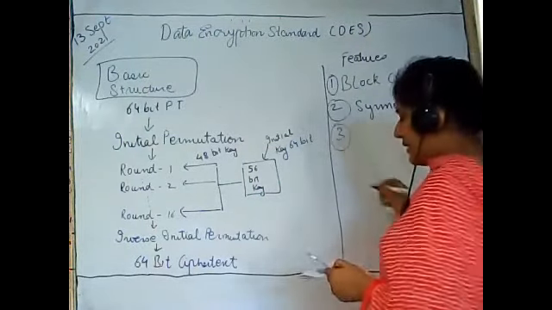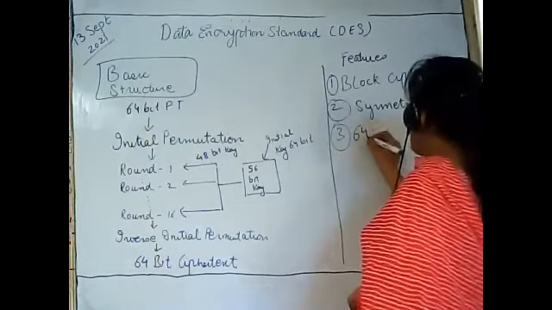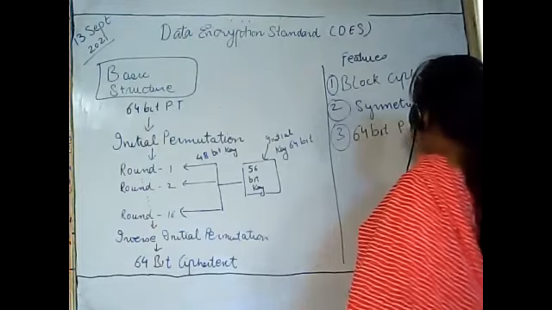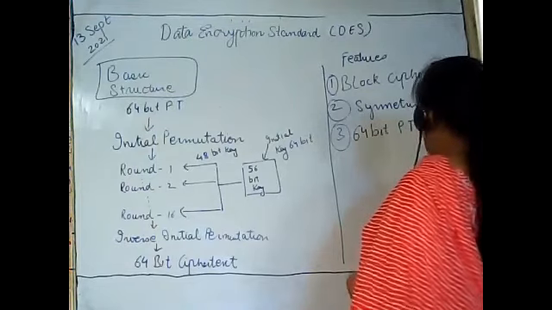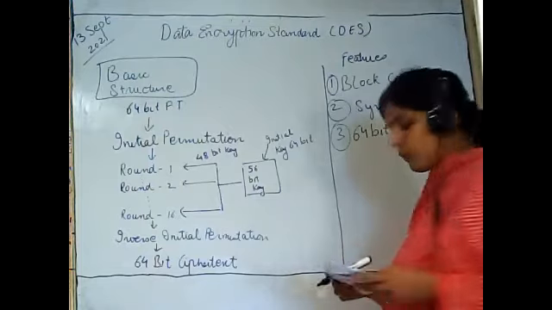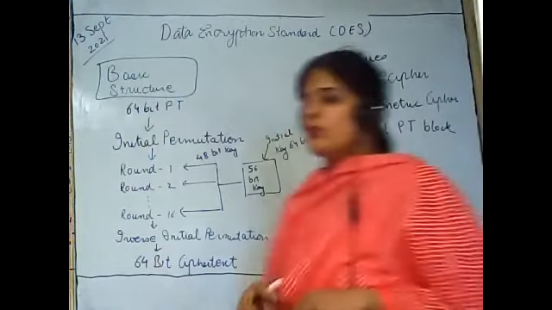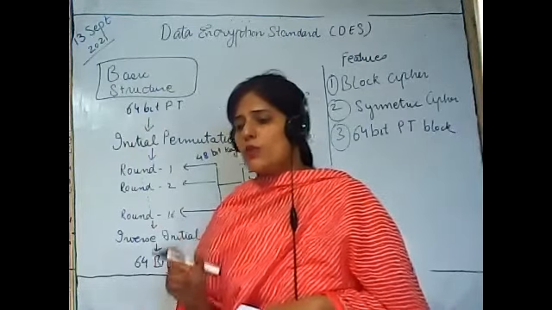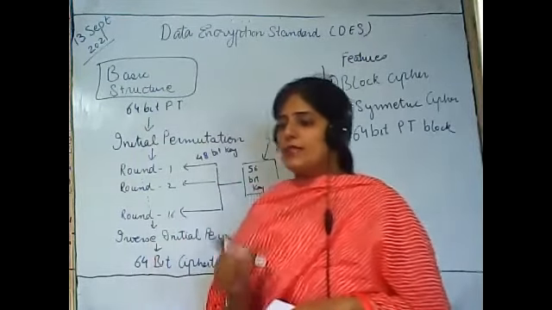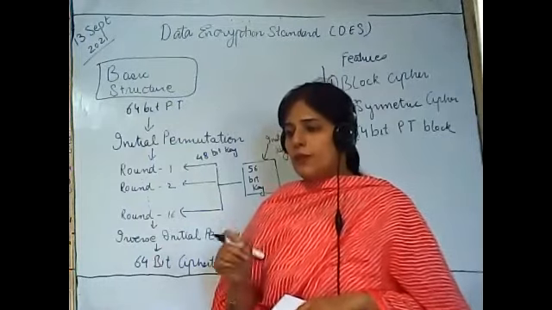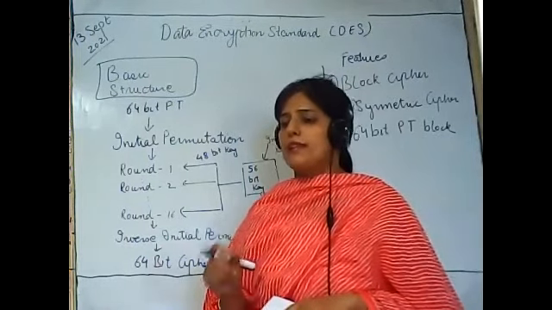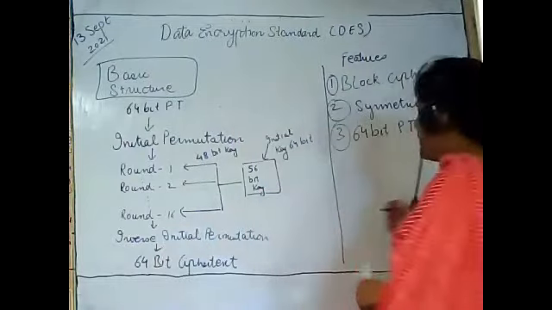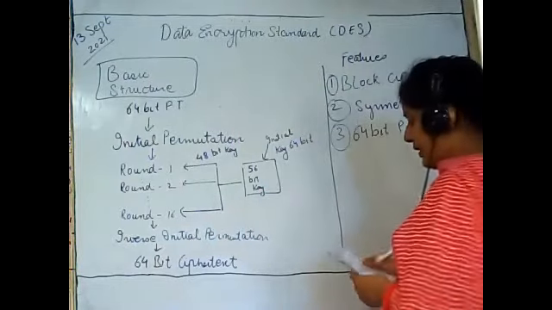The third feature is that it uses a 64-bit plain text block. So what should be the size of the plain text? That should be 64 bits, and we need to divide this plain text into different blocks. So we have a 64-bit plain text block over here.